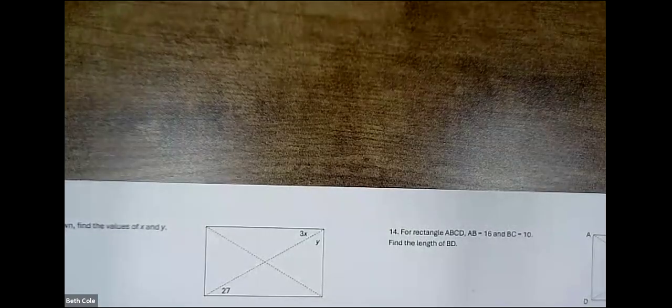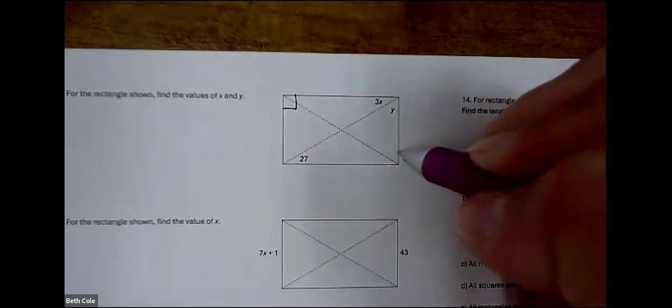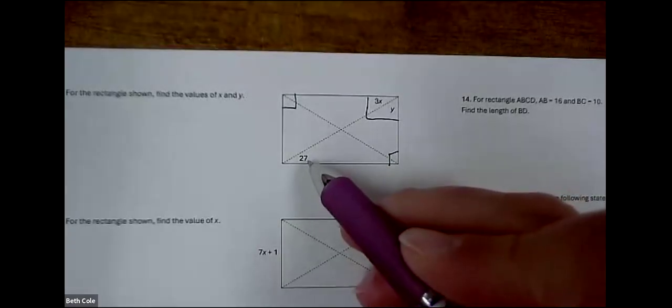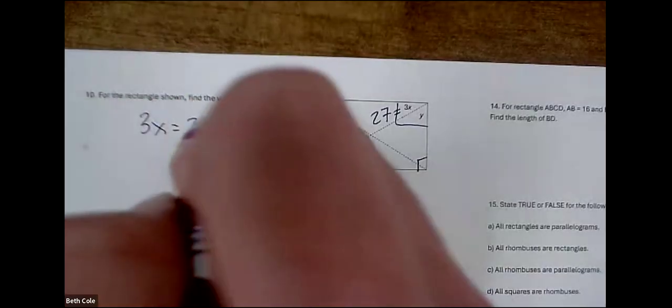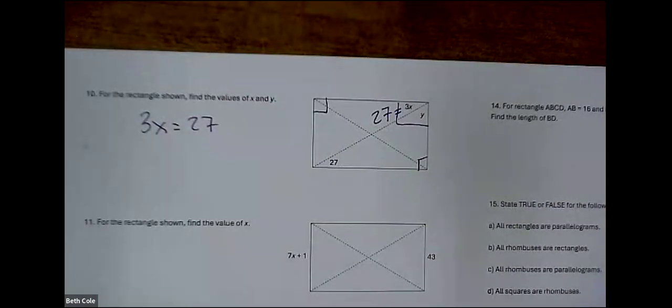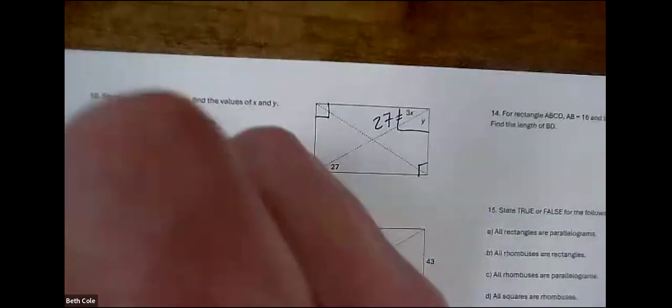All right. For the rectangle shown, what do you know about the corners of a rectangle? What are they all worth? All the corners are how many degrees? 90. These are all 90. Now, if this is 27, the one alternate to it is also 27. So then I can set up that equation. 3x equals 27. You would put 3x in the first box, y equals 27 in the second box. Again, for the sake of time, I'm just going to go ahead and tell you that that's 9.